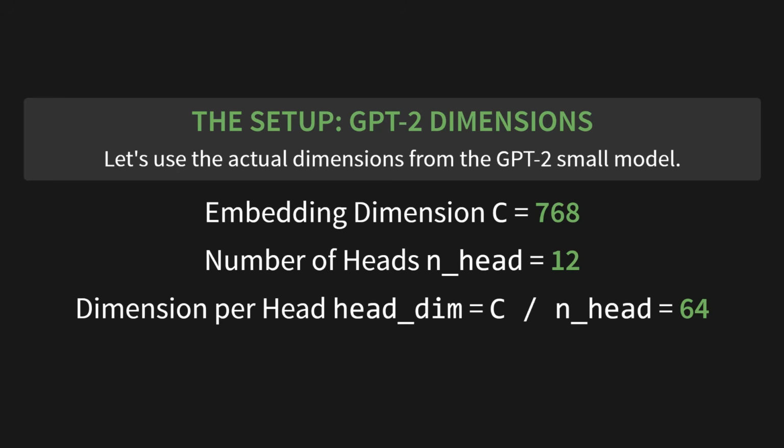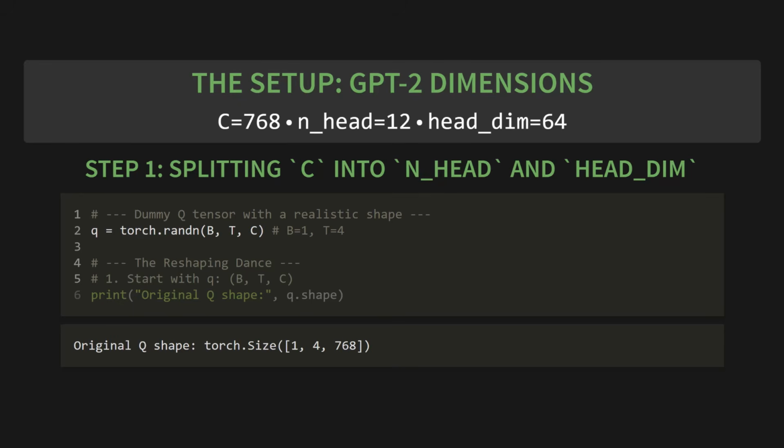Okay, let's walk through this together, step by step. Step 1. Splitting C into n_head and head_dim. We'll start with a dummy Q tensor with a realistic shape. Let's say Q equals torch.randn with B, T, C. So a batch of 1, a sequence length of 4, and our embedding dimension of 768. First, let's look at its starting shape. We print the original Q shape and we get torch.Size of 1, 4, 768.